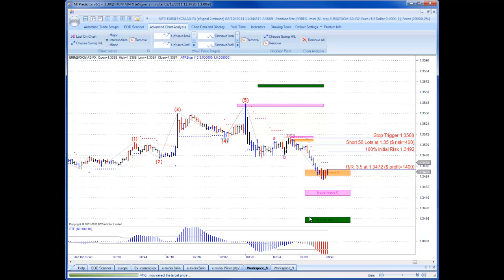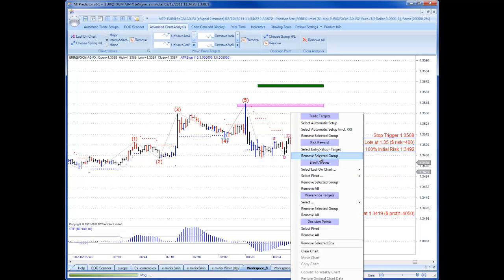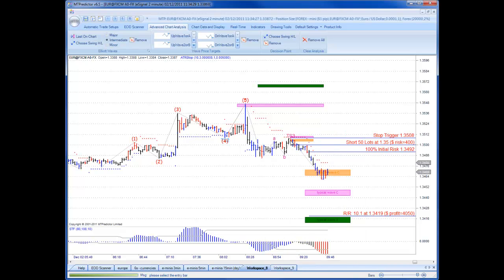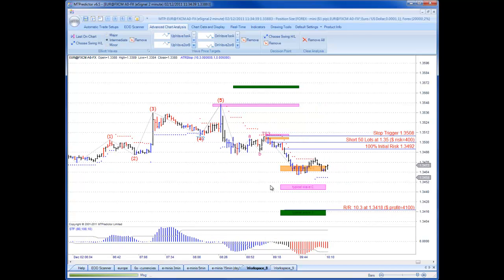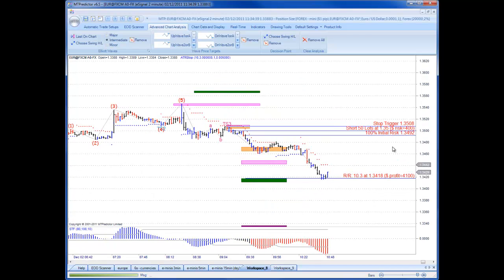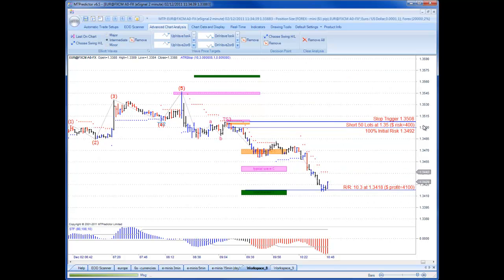So at the typical wave 3 WPT, slightly missed that, at the typical wave 3 WPT it was a potential 10R trade. So that's what we're gunning for. If I scroll forward, you can see the market declined absolutely beautifully.